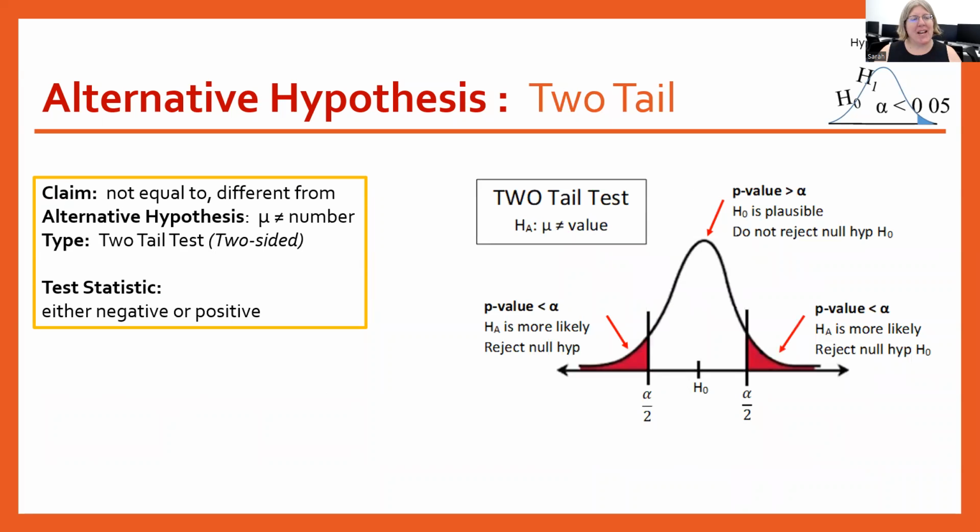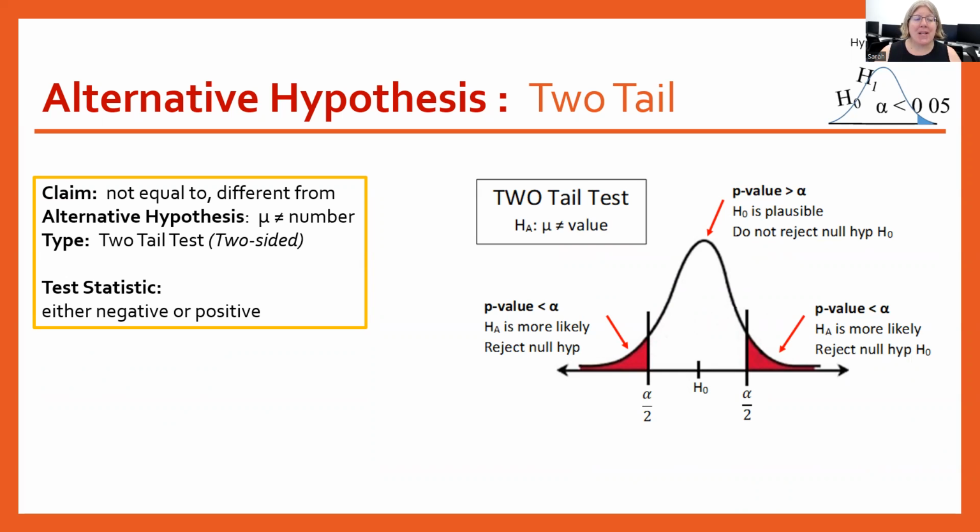The other type of test is the two-tail. That's when someone claims that something is not equal to, it's different than, something like that. And so we would say that the population mean mu is not equal to that number. And in this case, the test statistic can be either positive or negative.